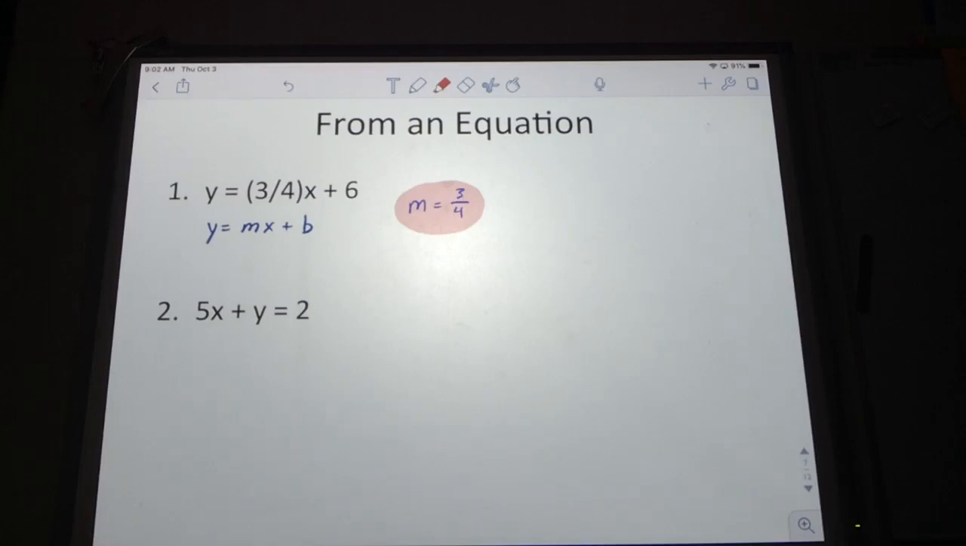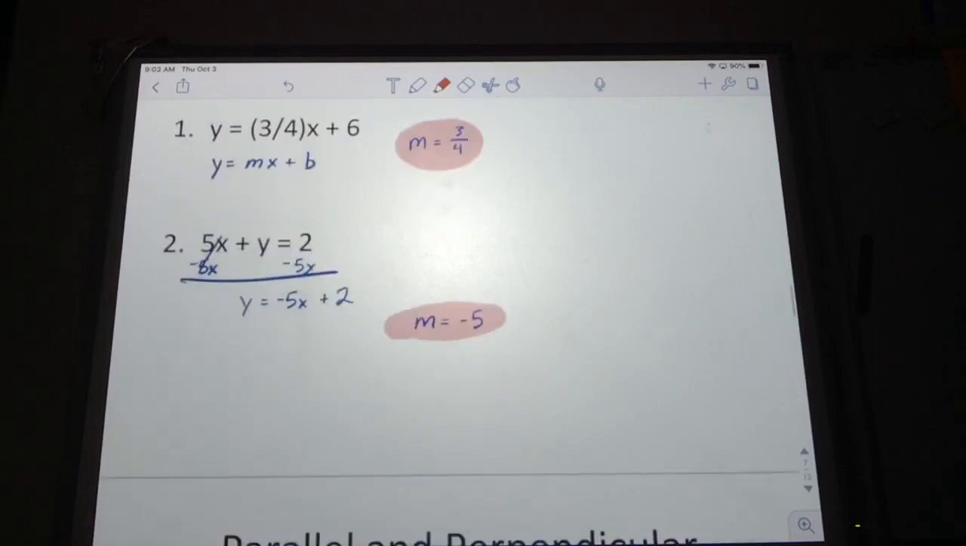So before we figure out what m is here, we have to solve it to get y by itself. So minus 5x. So y equals negative 5x plus 2. So what is my m this time? Negative 5, because it's whatever's next to x once it's in that y equals mx plus b form. I'm going a little faster on that part because we did that all last class.